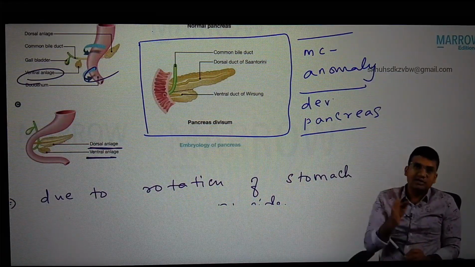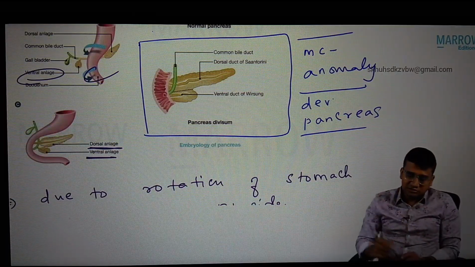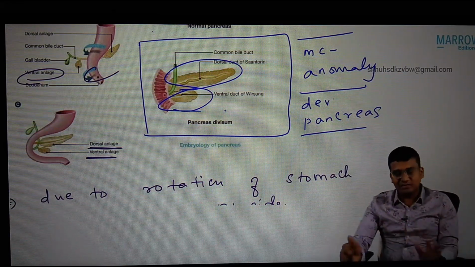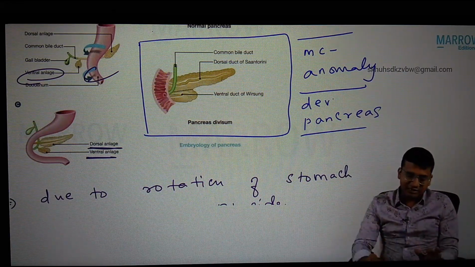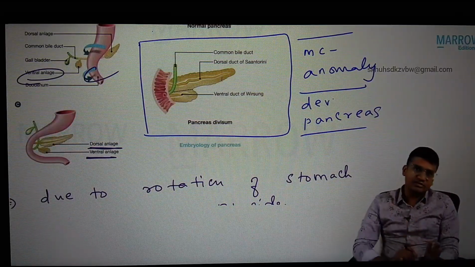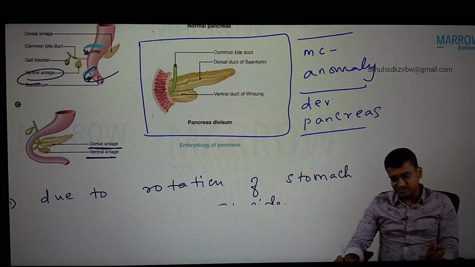Pancreatic divisum. Name itself you have a clue. Pancreas is divided. So the ventral bud and the dorsal bud remain separated and the duct system remains separated, dorsal duct and the ventral duct. So only one thing, pancreas is divided, pancreatic divisum. That is the most common anomaly you see in the development of pancreas.